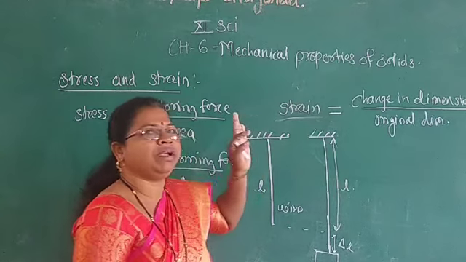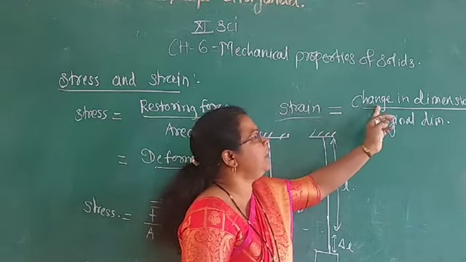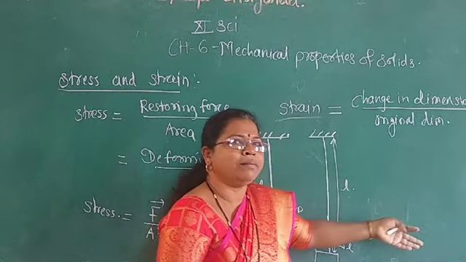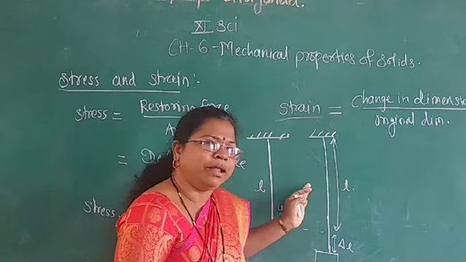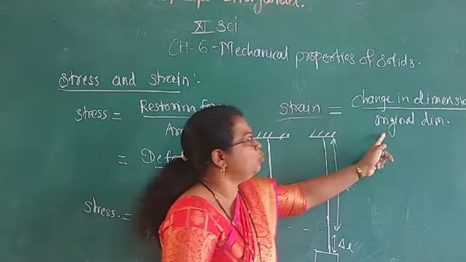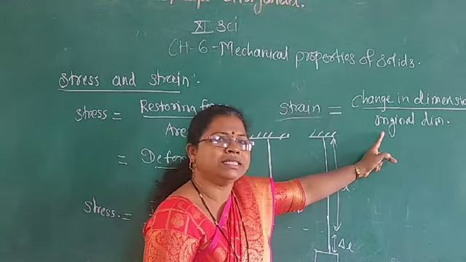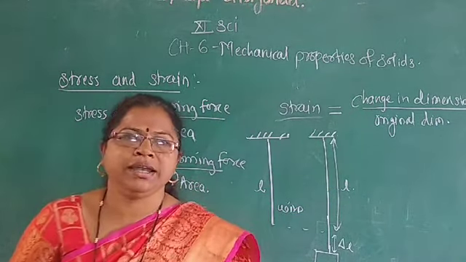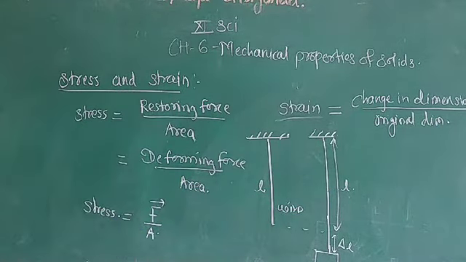Then if we have to define strain, what can we say here? Change in dimension to the original dimension. Which dimension changed? Length changed. So by how much is the change in dimension? Delta L to the original dimension, that is L. Okay, in this way stress and strain can be defined.